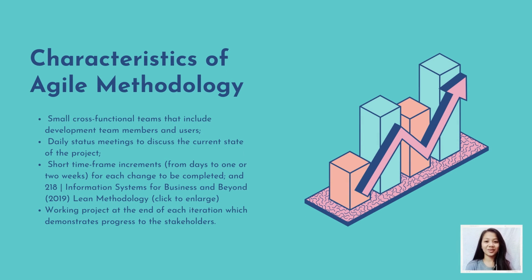Here are the characteristics of the Agile methodology. It still is composed of a team that consists of developers and users. It also involves a constant monitoring and control system. It also has short time increments and fosters progress to the stakeholders upon each iteration process. Ultimately, this process aims to provide the flexibility of an iterative approach without risking the quality of its output.